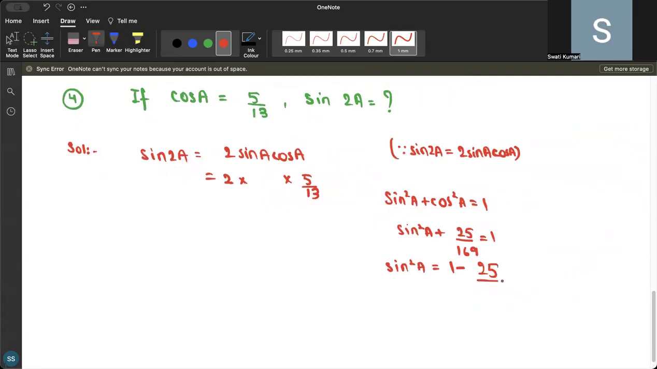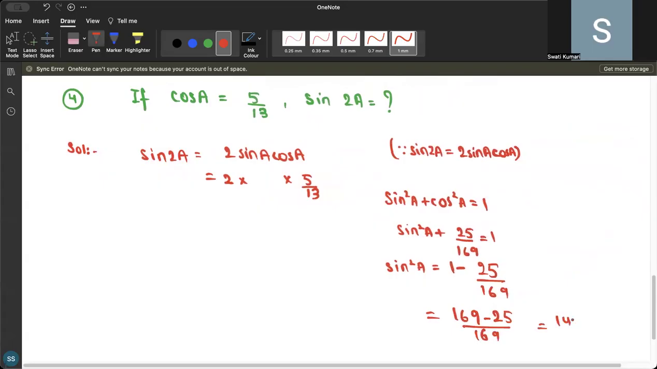1 minus 25 over 169. And if you just take LCM, it will become 169 minus 25 over 169. And this will become 144 upon 169. This is the value of sine square A. We have to find out the value of sine A. So this will become 12 over 13. That's it. So 12 over 13, which is the value of sine A. So we can put it here, 12 over 13.